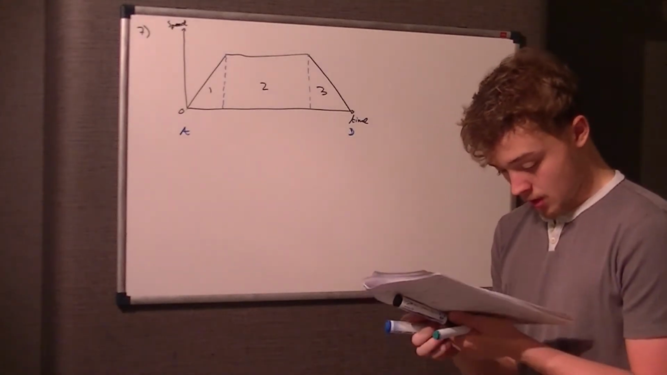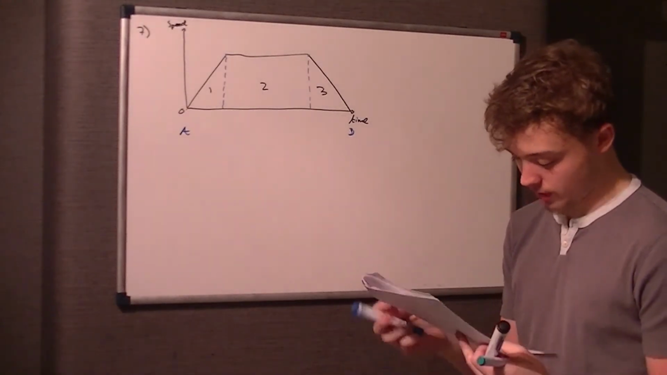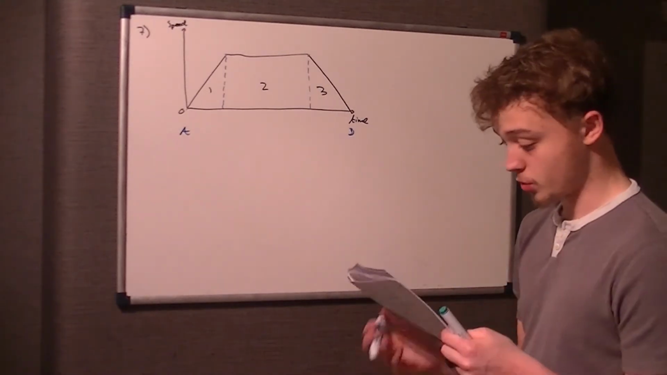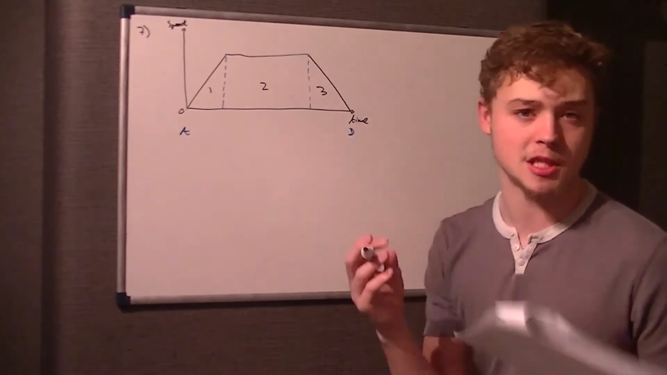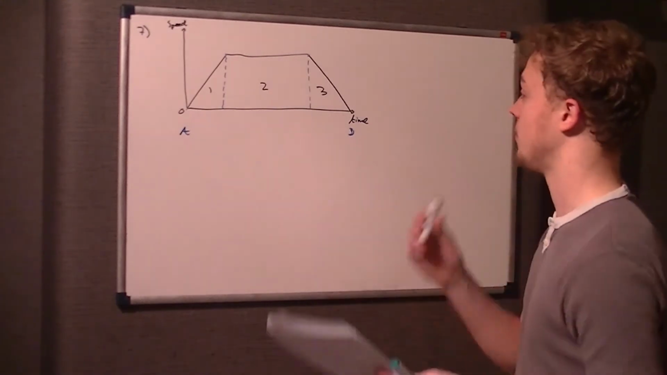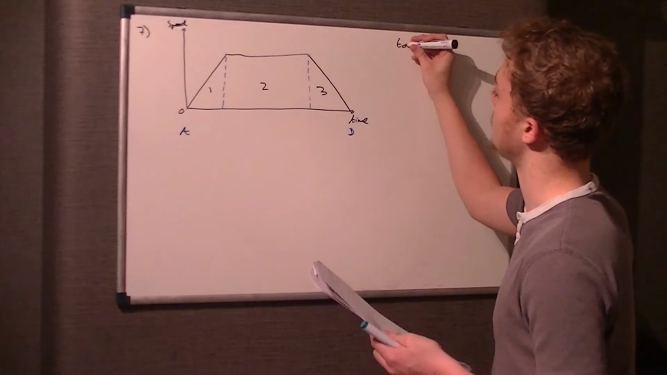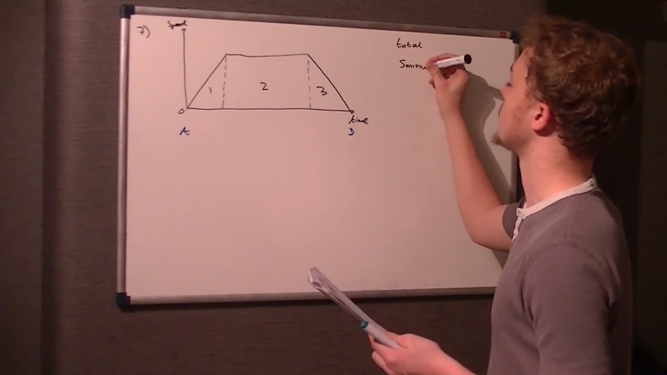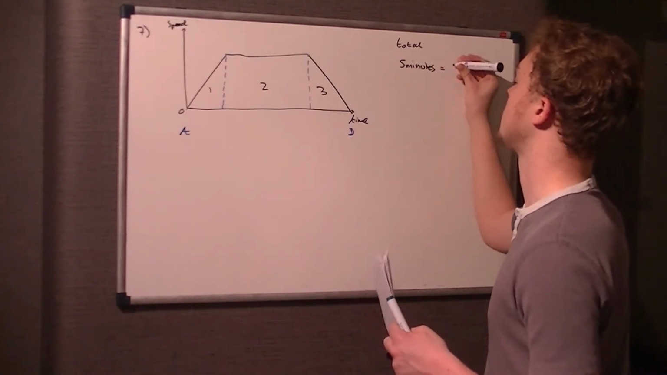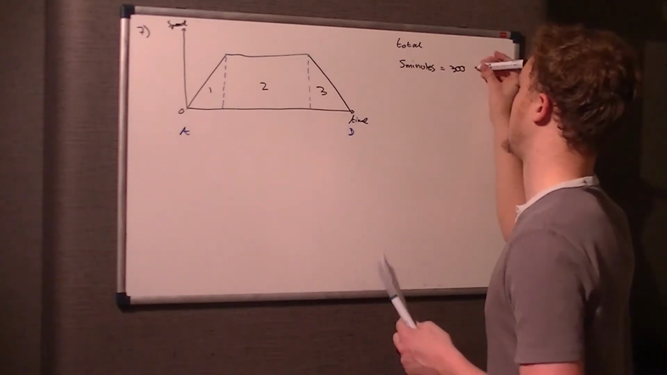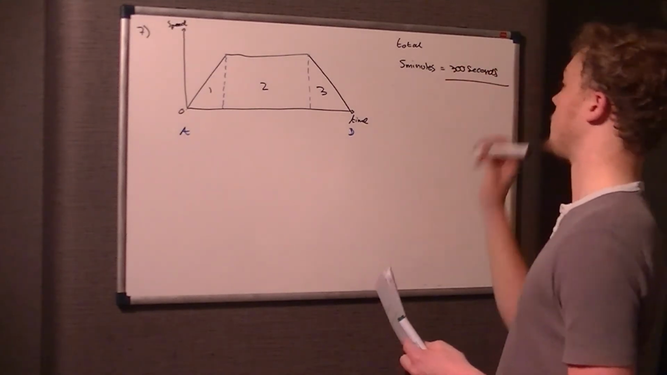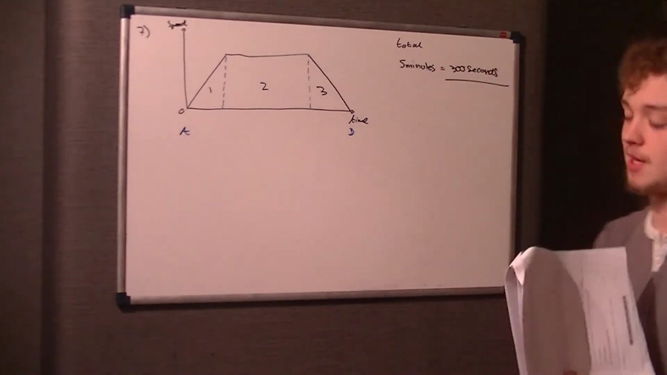We're told the total time for the journey is 5 minutes. Because the speed is in meters per second and the time is given in minutes, the first thing I would do is convert. There are 60 seconds in a minute, so 5 times 60 is 300 seconds from going from A to B, including deceleration and acceleration times.